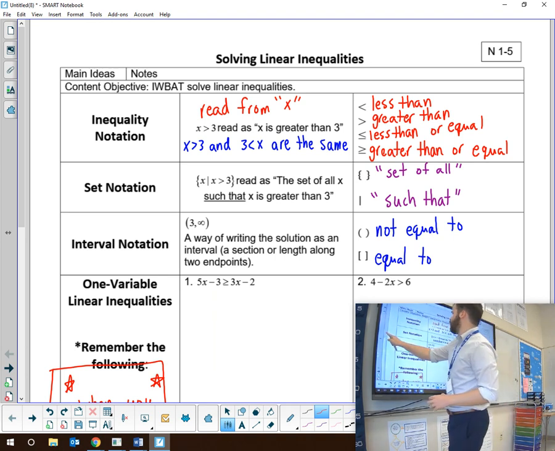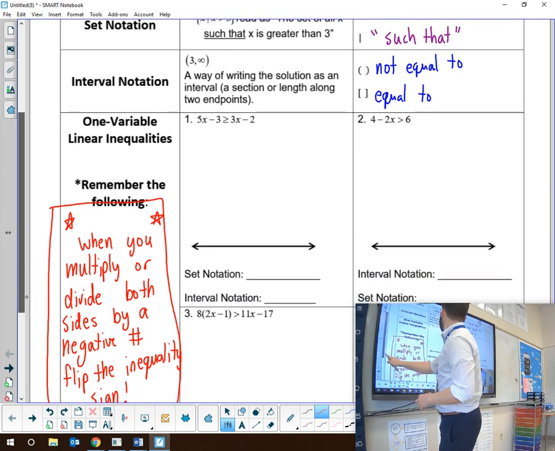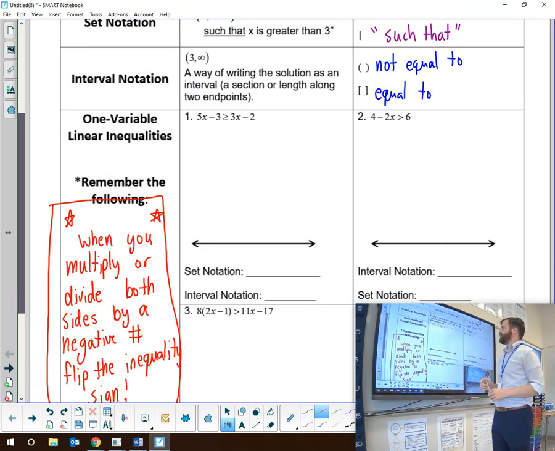Let's take a look here at number 1. I have 5x minus 3 is greater than or equal to 3x minus 2. To solve an equation, remember what we do. We clear the fractions, we distribute, we combine like terms on each side, and then we solve. Well, good news for us, there are no fractions, there's nothing to distribute, and there are no like terms to combine because they're on opposite sides of my inequality. So I just need to solve.